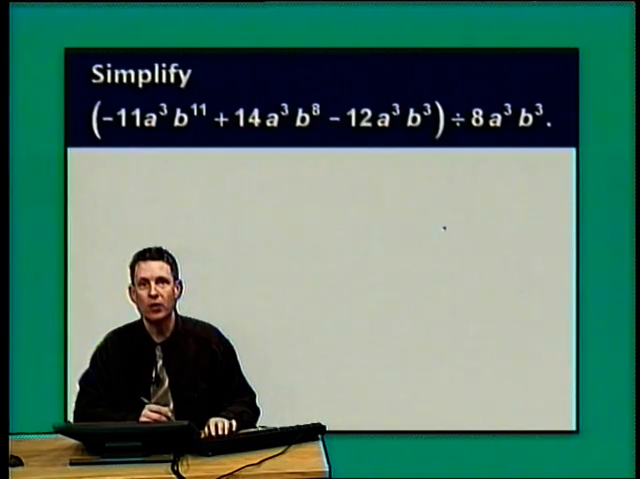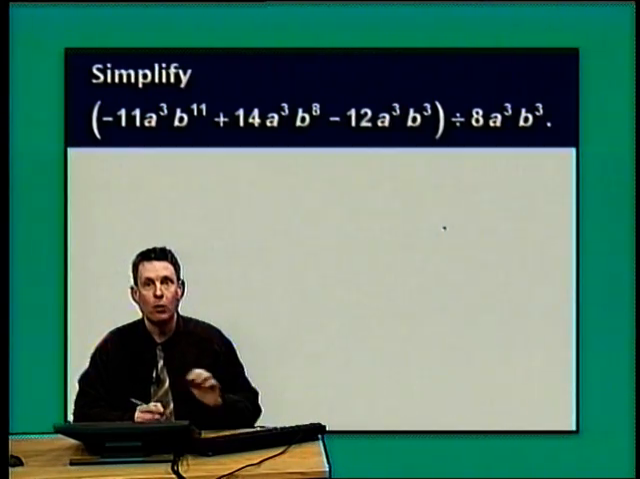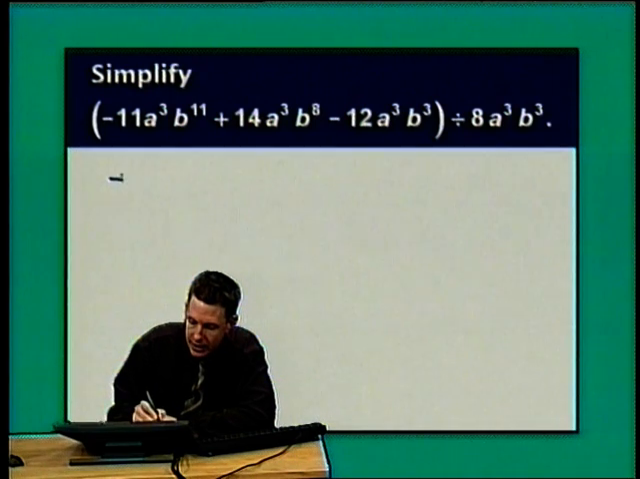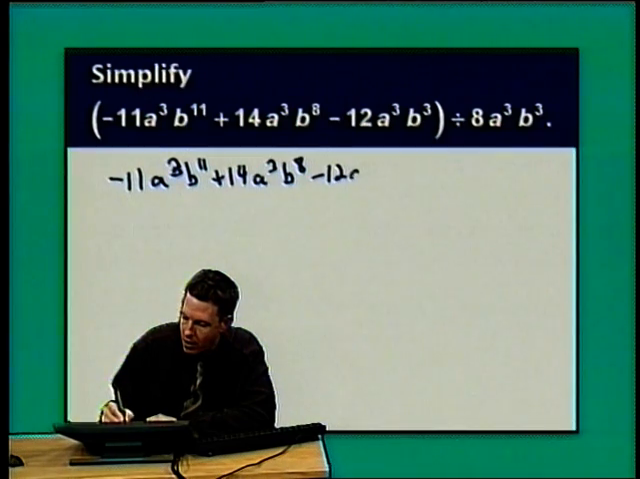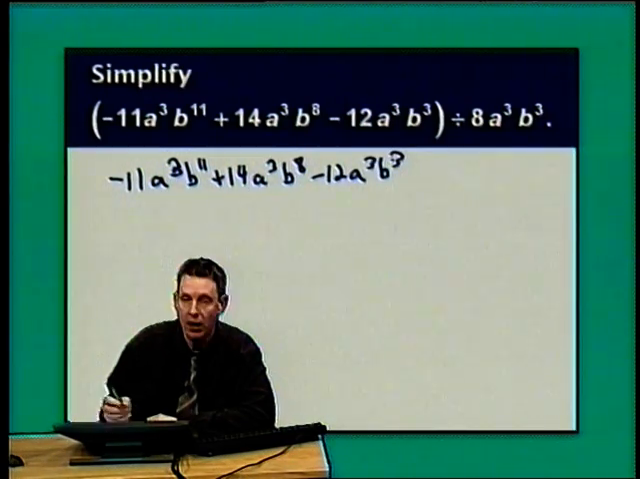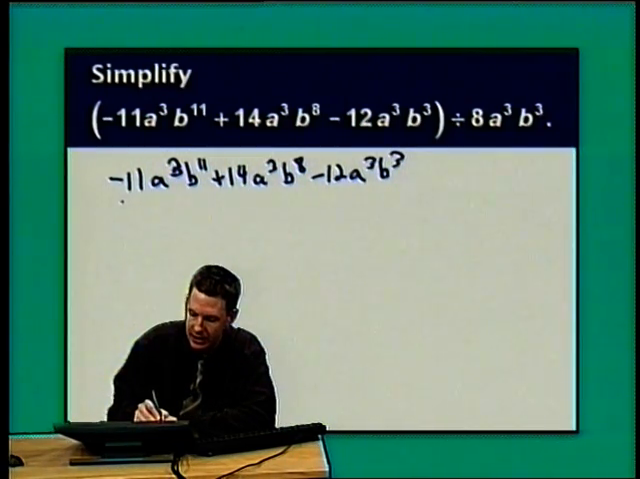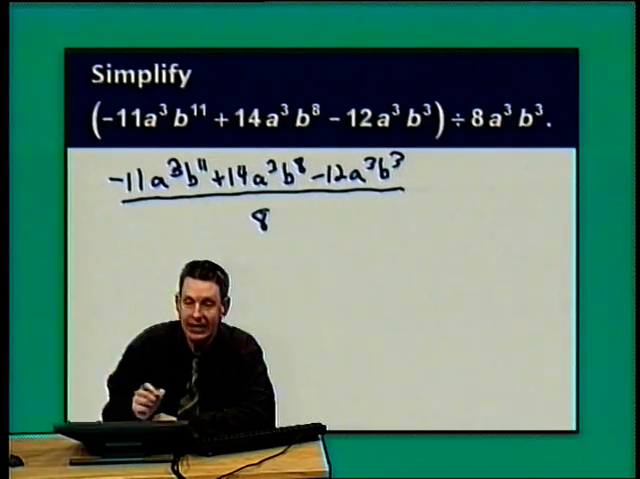So, what's really going on in this problem? What's really going on in this problem is we are dividing negative 11a cubed b to the 11th plus 14a cubed b to the 8th minus 12a cubed b cubed. We are dividing it by something, but the only thing we're dividing it by is the 8.